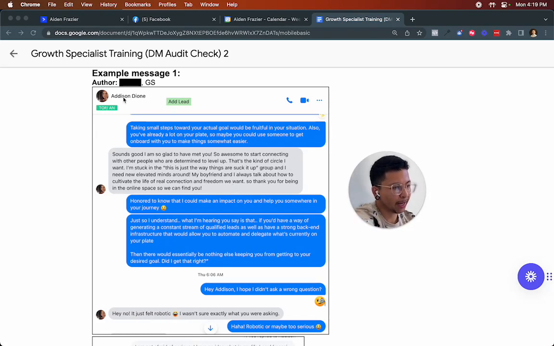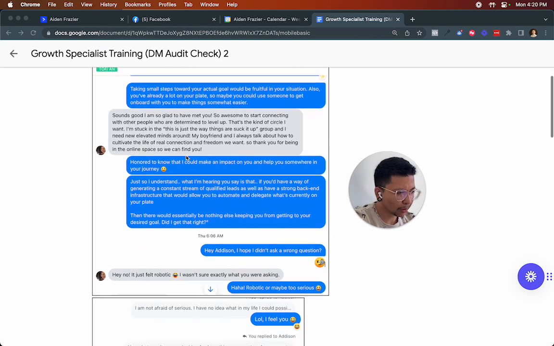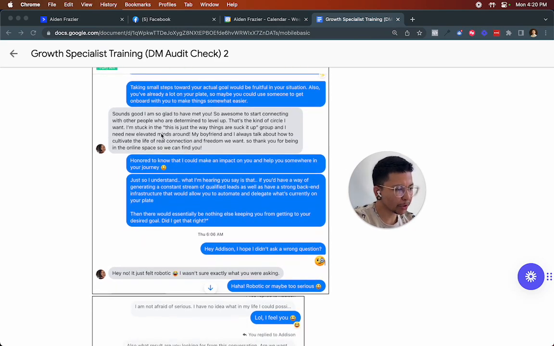So in this example, we have Addison. Looks like this conversation between the growth specialist and this prospect goes relatively well. This person is talking about how they feel really good about improving their situation. They want to level up.